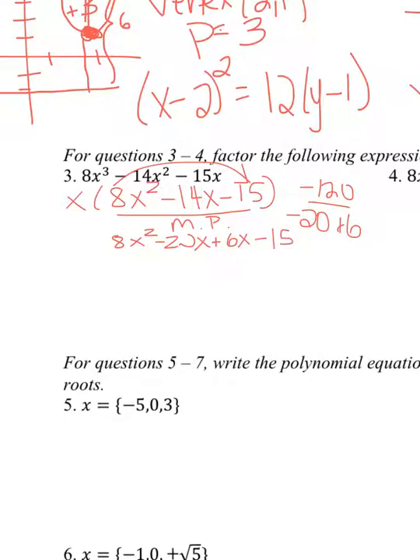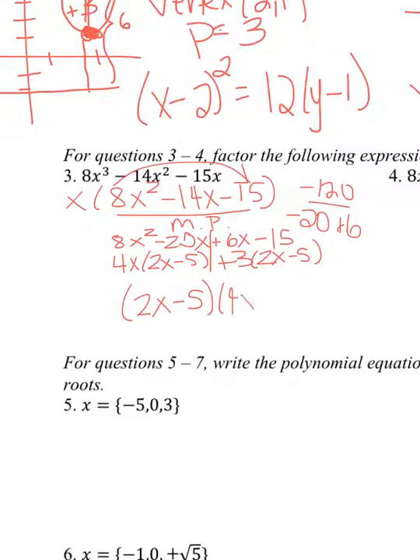So now I have 8x squared minus 20x plus 6x minus 15. Or you can flip these two in the middle around, doesn't matter. Then I do factor by grouping, because now I have 4 terms. Here I take out 4x, and I'm left with 2x minus 5. On the other side, my GCF is a positive 3, and I'm left with 2x minus 5. So this is (2x minus 5) times (4x plus 3). And then my GCF of x has to come out front also, and this is completely factored.